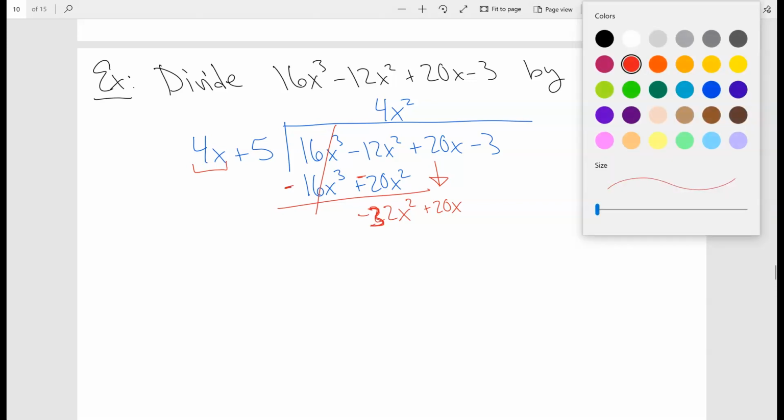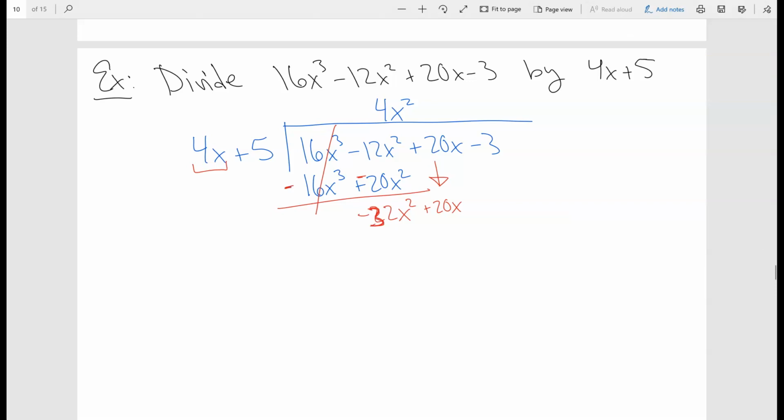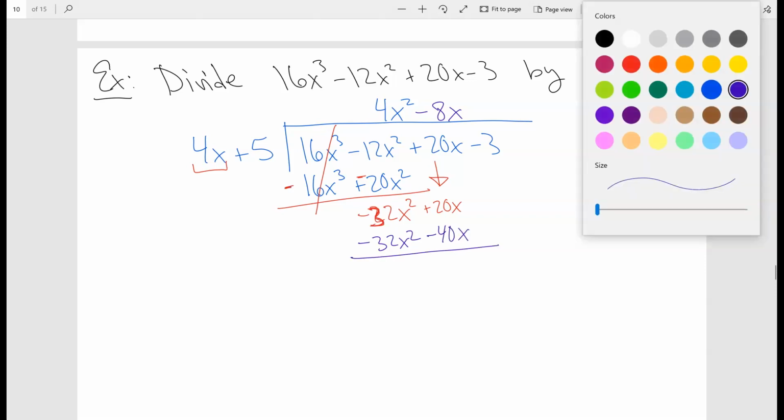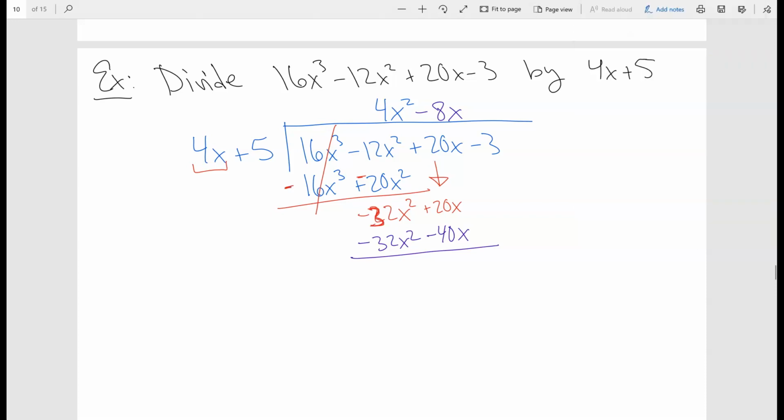Okay, so what I'm going to multiply this by is going to be an 8. So I'm going to make it into a negative 8x. So multiply this out, so negative 8x times that is going to give me negative 32x squared. That's going to give me a negative 40x. Okay, remember again, this is going to give me the opposite sign. So this is going to turn into a positive. This is going to turn into a positive. That goes away. Here I have 60x. Okay, and I'm going to bring down this negative 3.